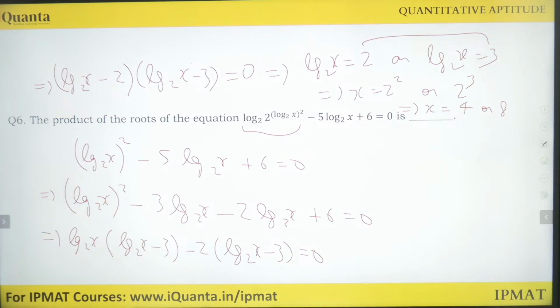Armic, is that clear? 4 into 8 is 32. Cool. Don't commit such mistakes in the real exam. That is what makes or breaks the score.